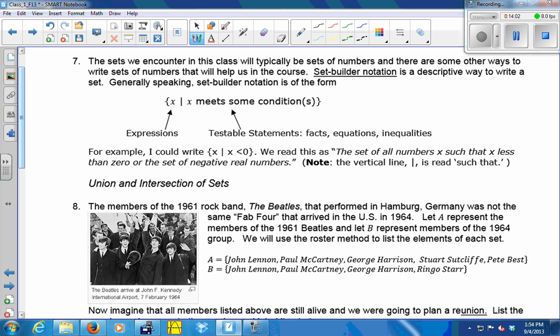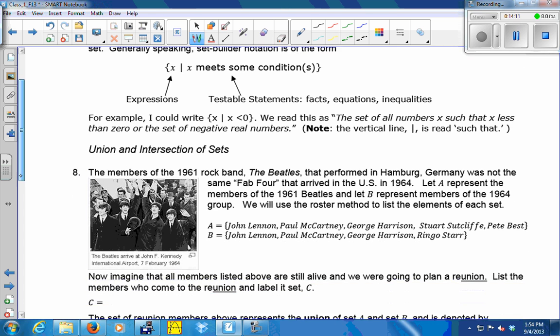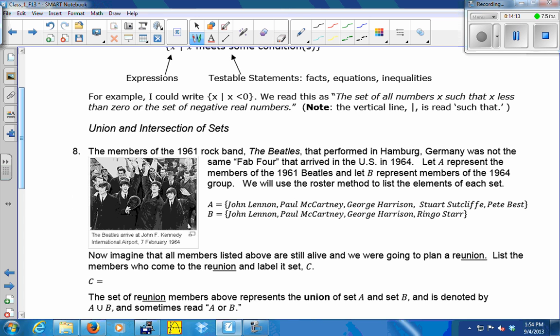So this you would read as the set of all X's such that X meets some condition. Do a couple examples, it'll be a little clearer. So for example, if I write curly bracket X, vertical line, X less than 0, you would read this as the set of all X's such that X is less than 0.